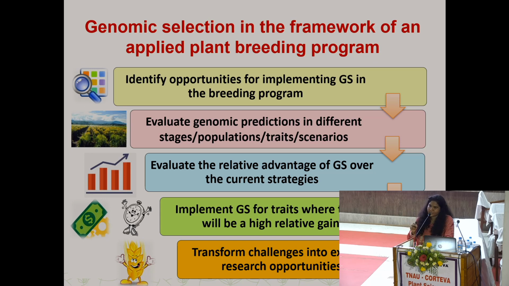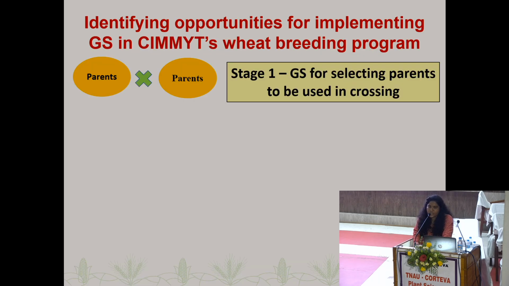And then the last part is the most exciting part. There are lots of stages where we found GS to be not very promising. And in those cases, those are wonderful research opportunities for us to explore more. And that's our approach at CIMMYT. So the first stage here is when you make crosses. Here you can select parents based on their genomic estimated breeding values.